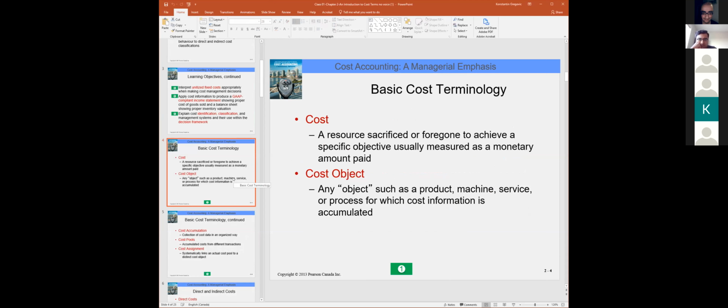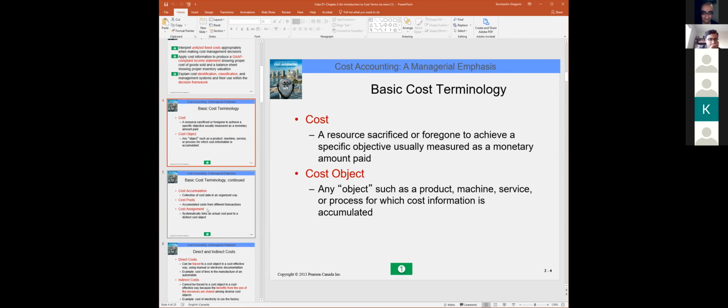A cost object is grouping those costs. So cost object and their similar costs. When you group a bunch of costs that are similar, it's basically called a cost object. So it could be a product, could be a machine. Basically, it's numbers or costs that are accumulated within a group.